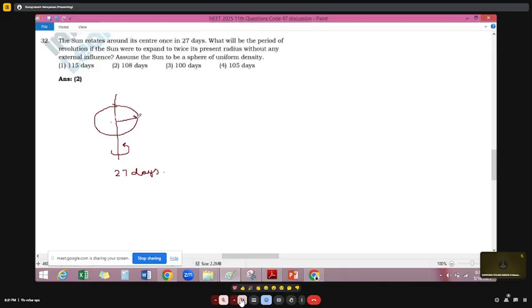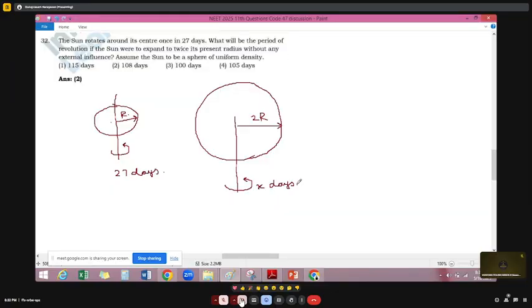So that means this radius is r. Suppose it expands to 2r. Now they are asking you to find the omega, how many days. Assume the sun to be a sphere of uniform density. Any ideas? Which formula comes to your mind? M omega r squared. M r omega squared. Okay.